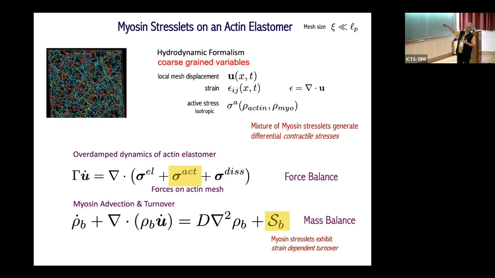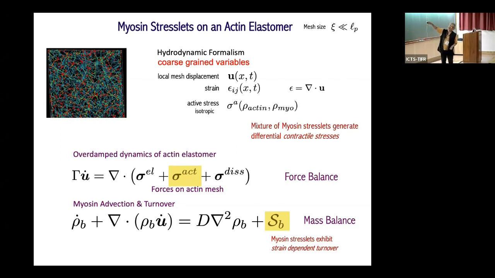And given a strain, of course, you have a stress. The stress has three parts. One is an elastic part, which we'll assume linear elasticity theory, to start with. Then there is an active contribution, which is a function of the actin density and the myosin density. And then there's a dissipative part, which is just the viscosity times the strain rate. So on the right hand side, this equation is merely force balance. It says the local mesh velocity is equal to the net force. And the forces come from internal elastic forces, active forces, and the standard viscous dissipation. Okay, so that's that equation.